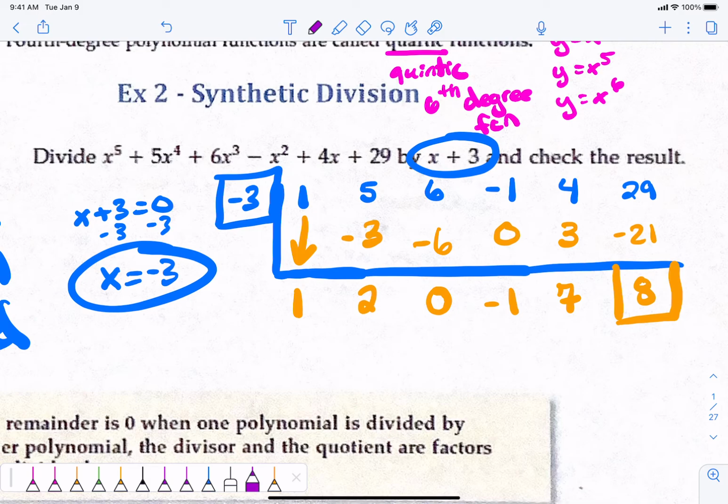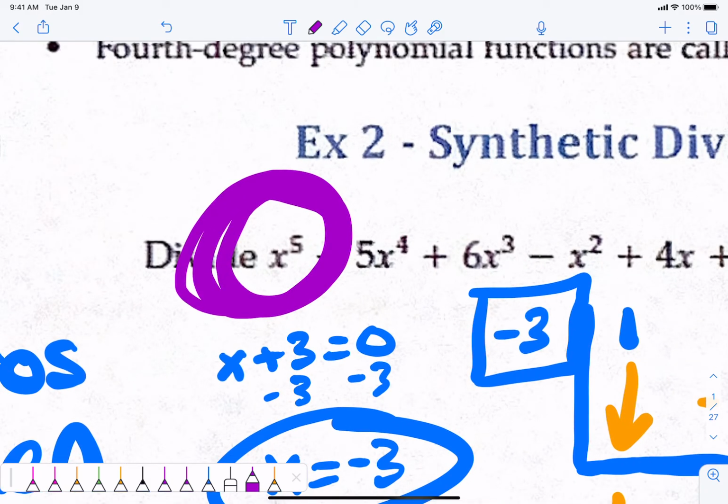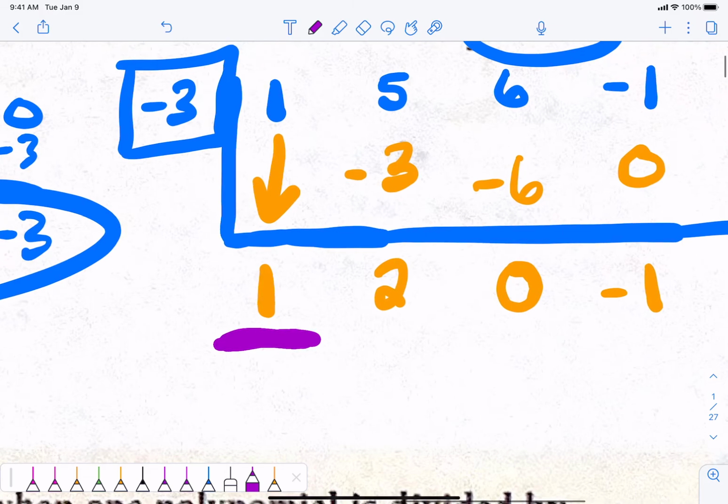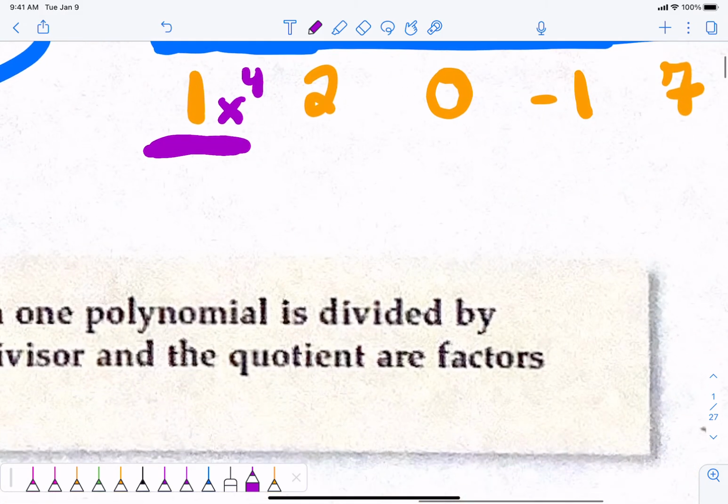Okay, the first exponent here, take a look at this guy. This was an x to the 5th power, right? Subtract 1. Your first guy here is going to be x to the 4th power, right? This is going to start with x to the 4th power, and then you're going to work your way down, right? Okay? So I have 1x to the 4th power. You can just put x to the 4th.